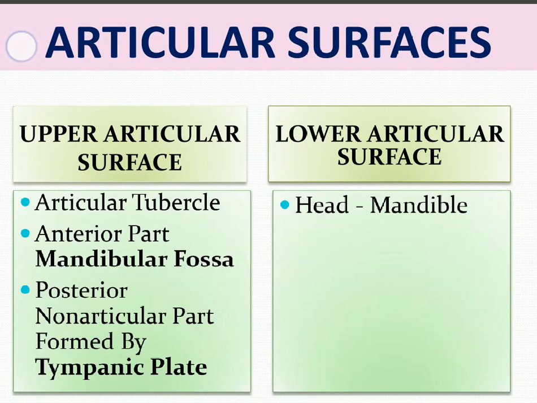Articular surfaces of the temporomandibular joint. So the upper articular surface and the lower articular surface. Upper articular surface is formed by the articular tubercle and mandibular fossa, especially the anterior part of the mandibular fossa. The posterior part of the temporomandibular joint is completed by the tympanic plate, and the lower articular surface is formed by the mandible, that is the head of the mandible.